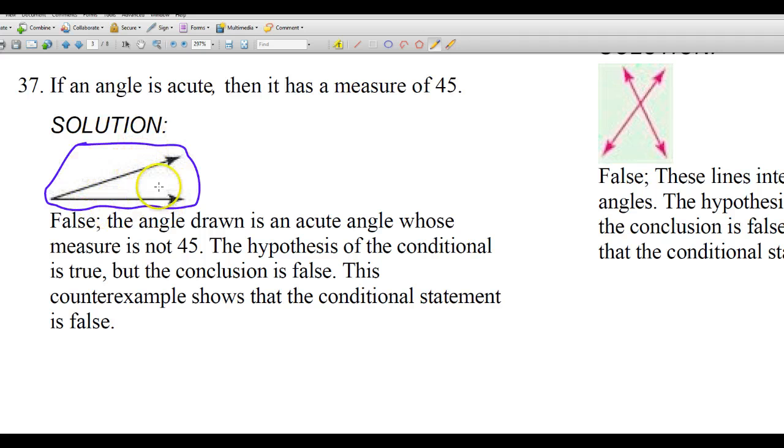Would the hypothesis still be true, if an angle is acute? Is this an acute angle, less than 90? Sure it is. But then is the conclusion true? Then it has a measure of 45. This does not have a measure of 45. So the conclusion would be false. Therefore, the conditional statement is false.